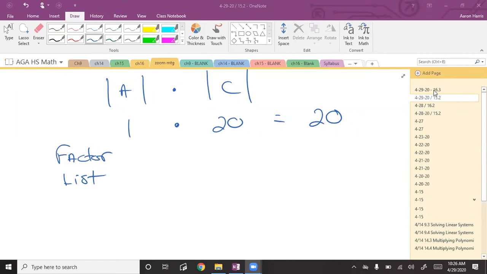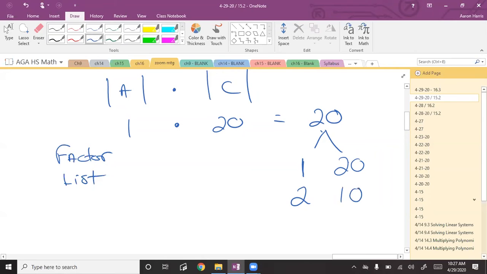Here we go. Factor list. Always start with what number? The highest one? Nope. The lowest one, which is 1. So 1 times what gets me to 20? 20. Does 2 go into 20? 2 does not multiply by any number and equal 20. That's impossible.